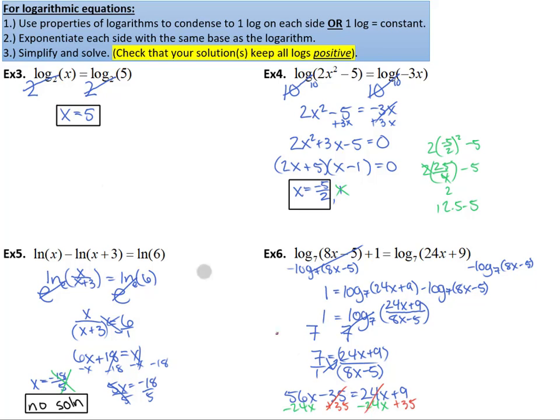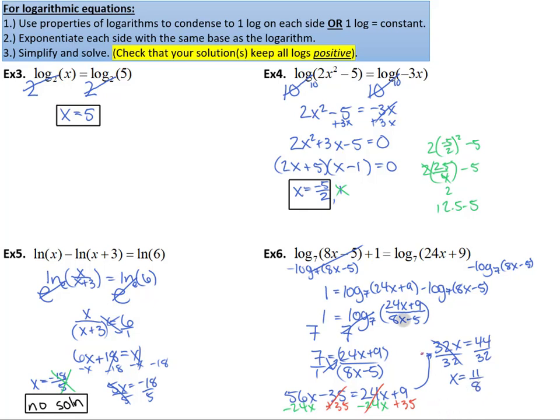All right, so what do we end up with here so far? 56x minus 24x is 32x. So we continue up here. And then 35 and 9 makes 44. Okay, whoops, sorry, equals 44. Almost forgot my equal sign. There we go. Divide both sides by 32. And yeah, we can go ahead and reduce that fraction. Dividing each by 4, we get 11 eighths.